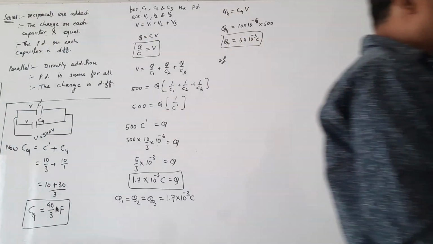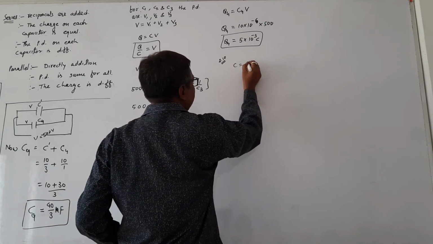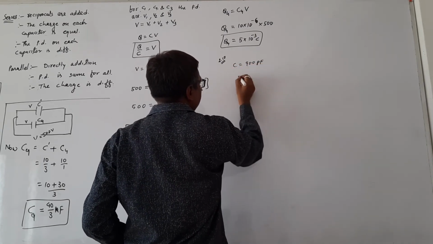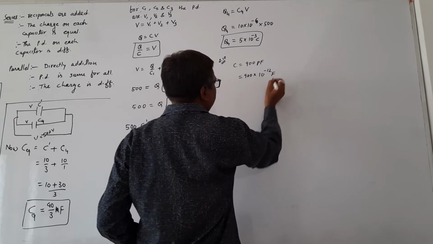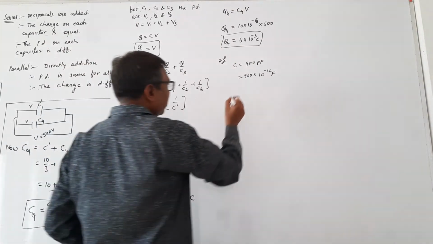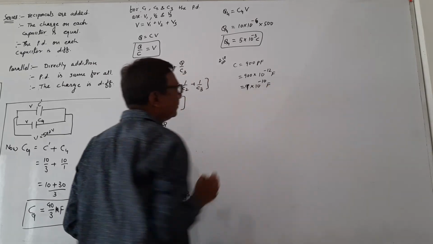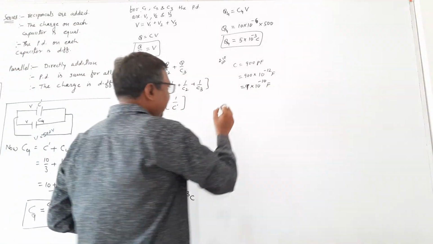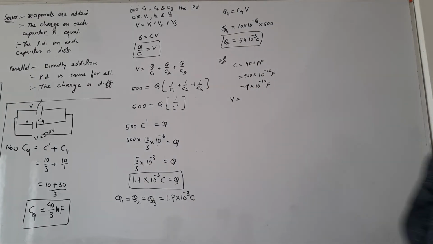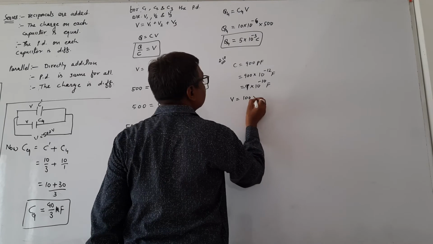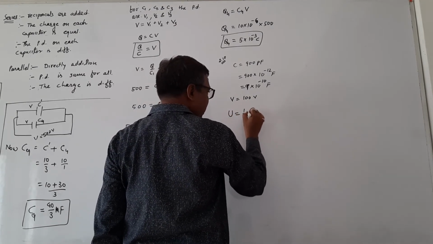So now, friends, see what is happening over here. Here C is given as 900 picofarad. That means 900 into 10 raised to minus 12 farad. So you can see here 9 into 10 raised to minus 10 farad. And V is given, how much V is given? 100 volt. So it is very easy. U is equal to 1/2 CV square.